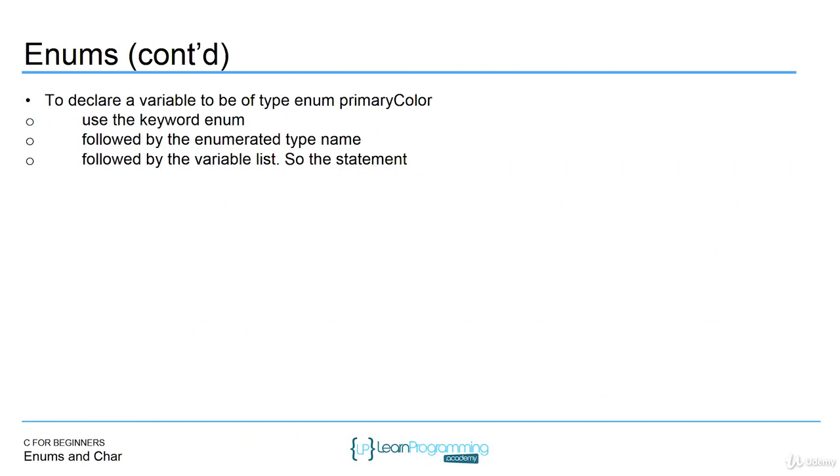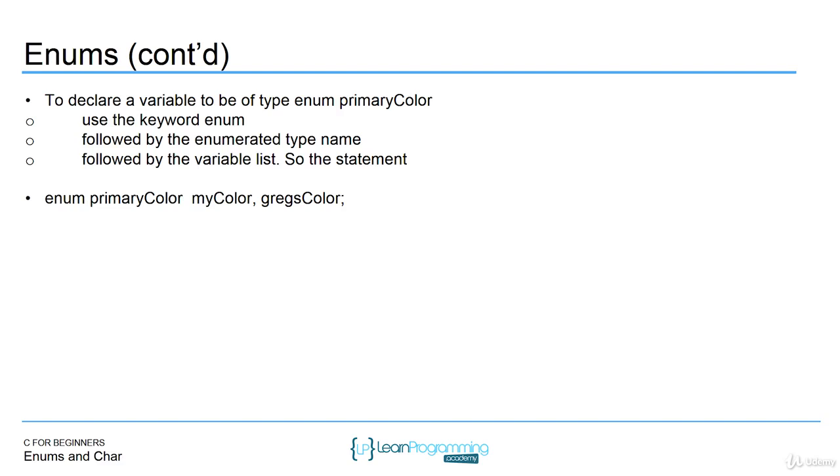After we've defined it, we can then declare a variable of this type, primaryColor. The way that we declare the variable is we still use the enum keyword. We then have the name of the enum that we specified when we defined it. And then at the very end, we follow that with a variable list. So here's an example. We use the enum keyword, we have the name of the enum that we want to use, which is the one we just created, primaryColor, and then we just have names. So here we have two variables of type primaryColor, myColor and gregsColor.